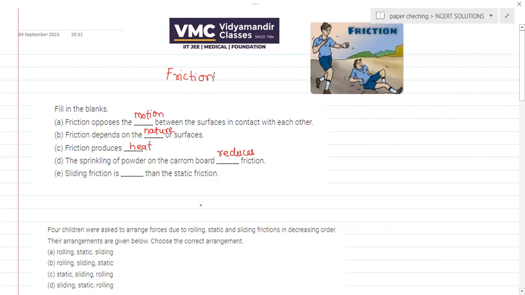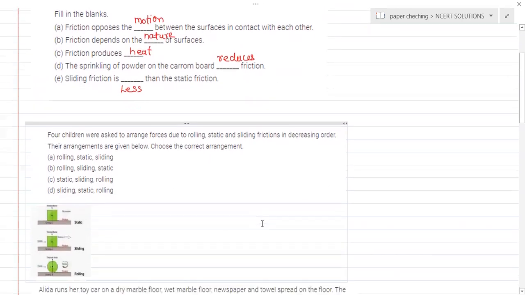So, sliding friction is, that is the last question in the fill in the blank form. Sliding friction is less than the static friction.